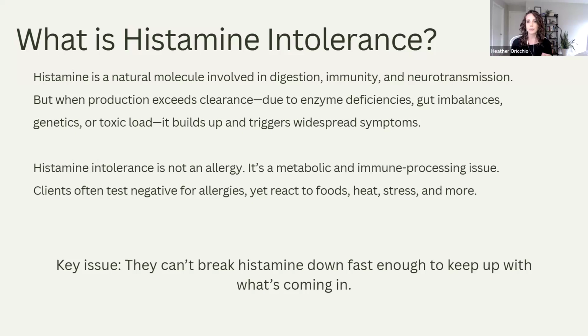So the main thing that we want to keep in mind here is this is not an allergy. It's a metabolic and immune processing issue, and clients are often testing negative for allergies. The first route that they get sent down, they're going to go to the dermatologist, they're going to get a skin prick test, they're going to get allergy testing, and 9 times out of 10, it's coming up negative. So the key issue is there is a high level of histamine in the body that the body cannot break down fast enough and that the liver cannot excrete properly enough.